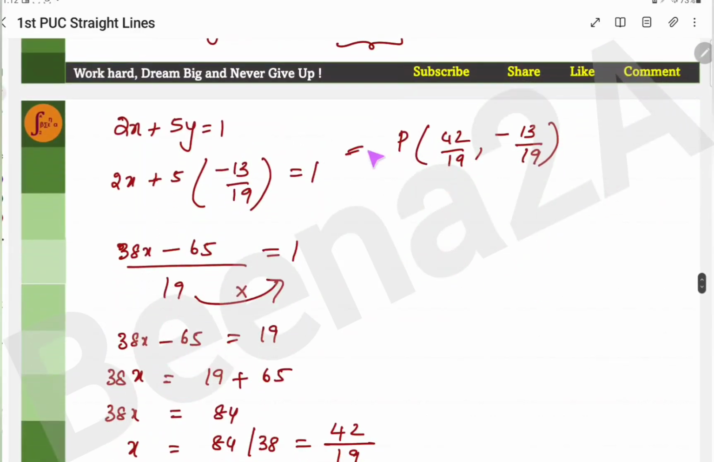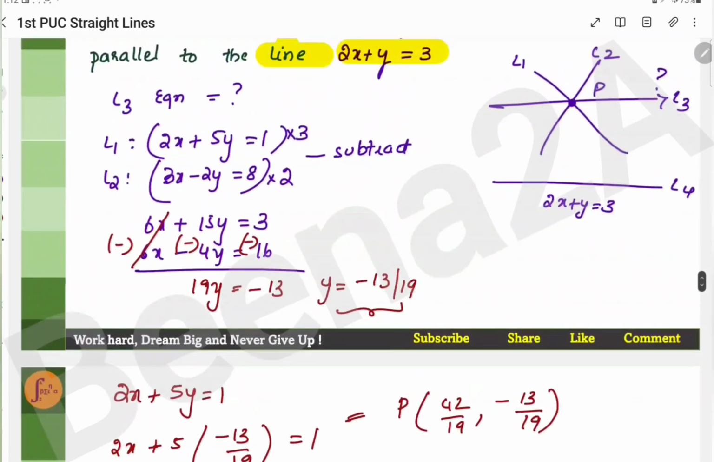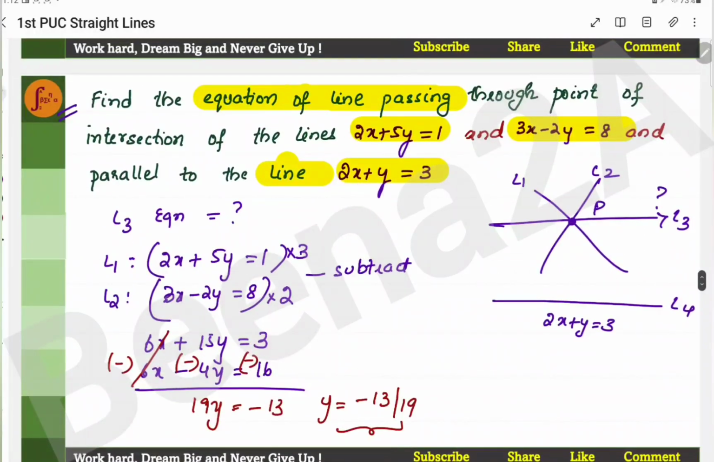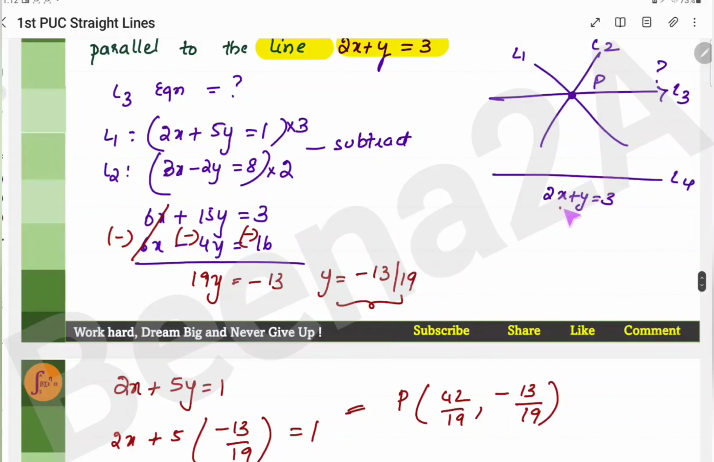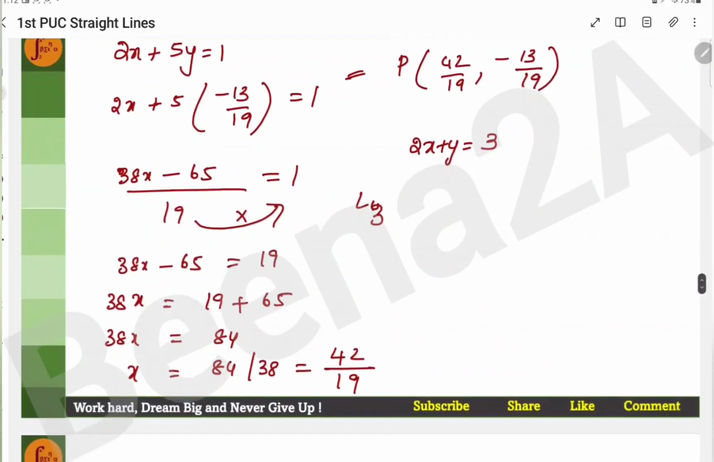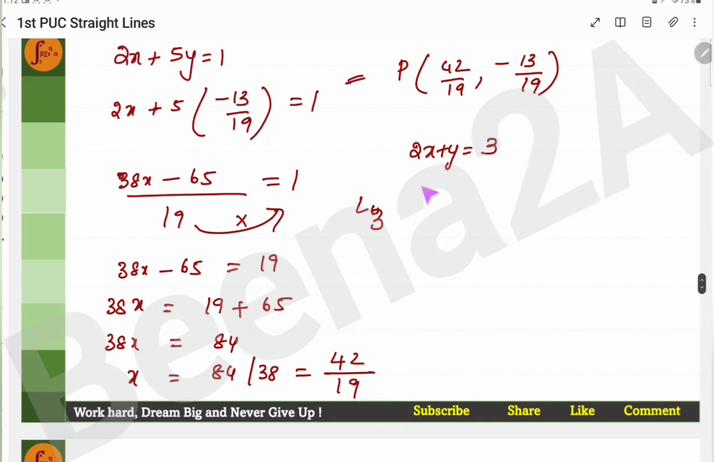So now I have the point and I have the parallel line. What is the parallel line? 2x plus y is equal to 3. So what will be the line 3 equation? This is going to be the same equation. 2x plus y plus k is equal to 0. Same equation, but instead of the number you will have k. So it's going to be 2x plus y plus k is equal to 0.